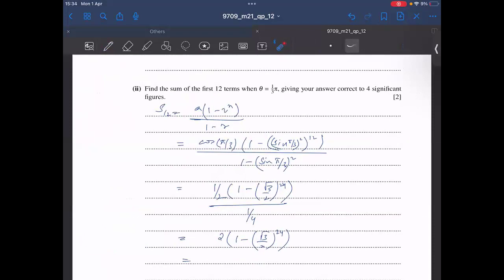What is the answer that you were getting? 1.93. 1.93. But you are supposed to write it down correct to 4 significant figures. So you need to add one more decimal place.